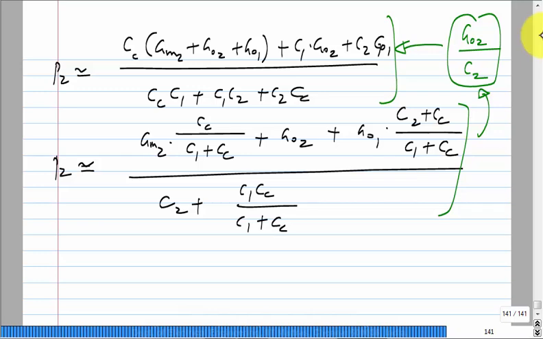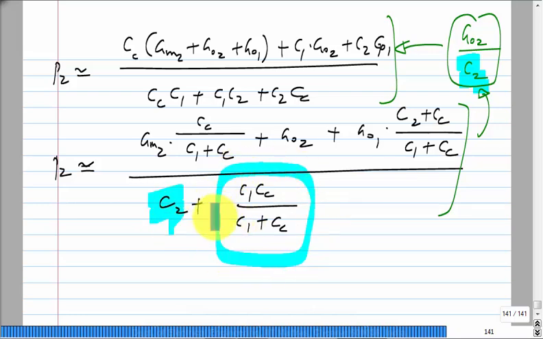So, the numerator has increased, the denominator also has increased, it was only C2, now it is C2 and what is this? C1, a series combination of C1 and CC, okay. So, again we have to see whether this is some coincidence of algebra or there is actually such a thing in the circuit, okay.